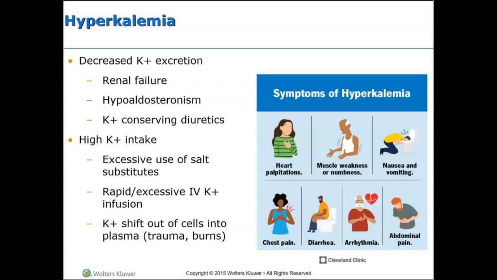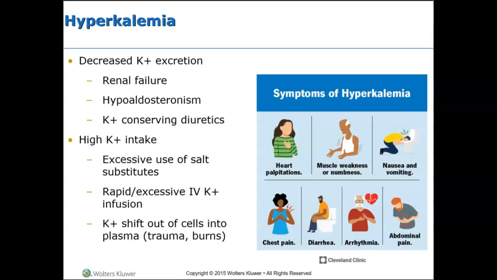It could be an aldosterone problem, so hypoaldosteronism. It could be the use of potassium conserving diuretics like spironolactone. It also could be caused by too high of an intake of potassium. And many times patients don't even realize that salt substitutes are made many times with potassium. So they're using a salt substitute. That's usually the very first question I'll ask a patient: are they using a salt substitute? Because, again, many times they're made from potassium.